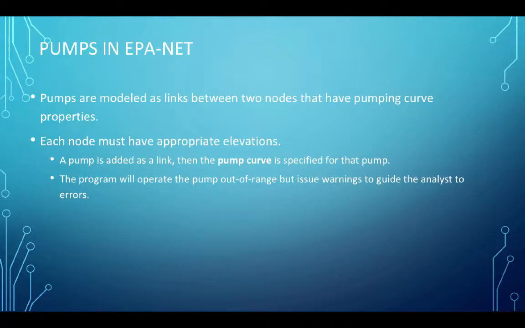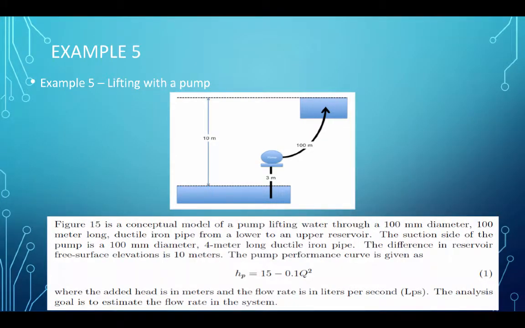So pumps are modeled as links between two nodes that have pumping curve properties. Each node must have appropriate elevations. A pump is then added as a link, and the pump curve is specified for that pump. The program can operate the pump out of range, but issues warnings to guide the analyst to conceptualization errors. So let's just do it by example.